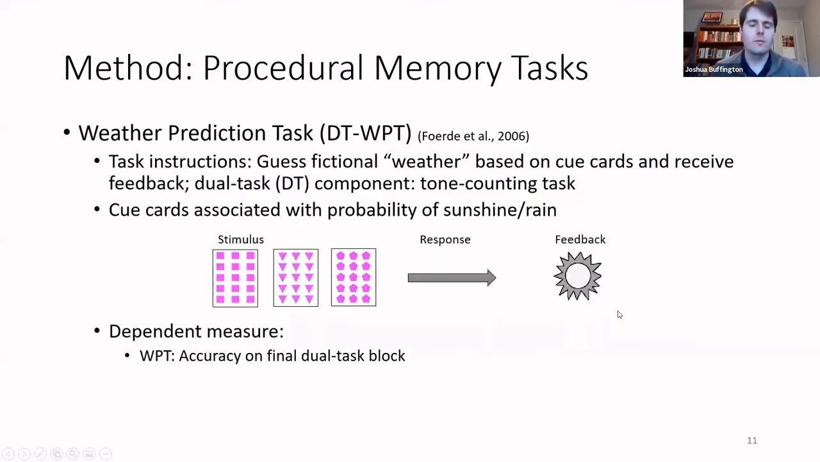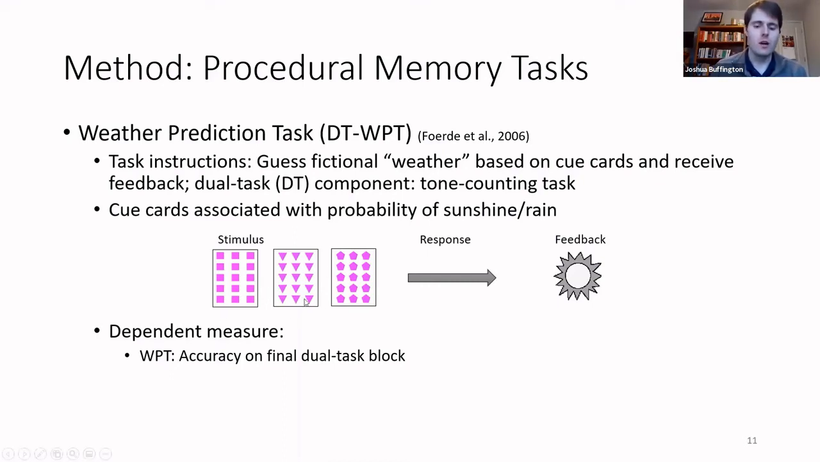The second procedural memory task was the weather prediction task, or WPT. We used a dual task version of the weather prediction task. In the WPT, participants were instructed to guess a fictional weather outcome given cue cards, and then they received feedback on their response. The dual task component was a tone counting task, which Fiordi and colleagues had shown shifts learning to be more engaged with procedural memory.